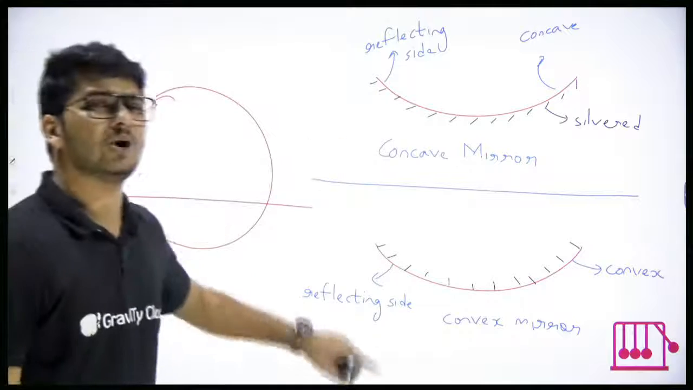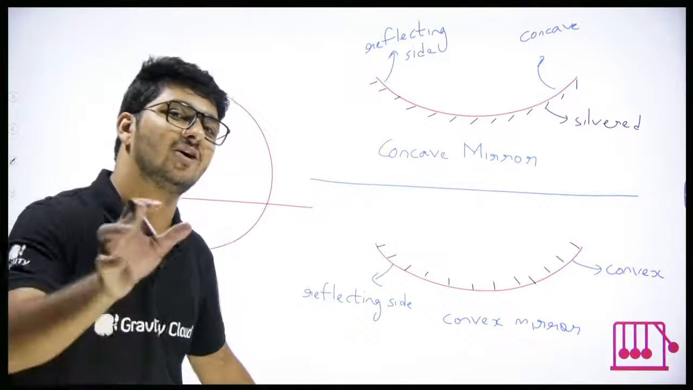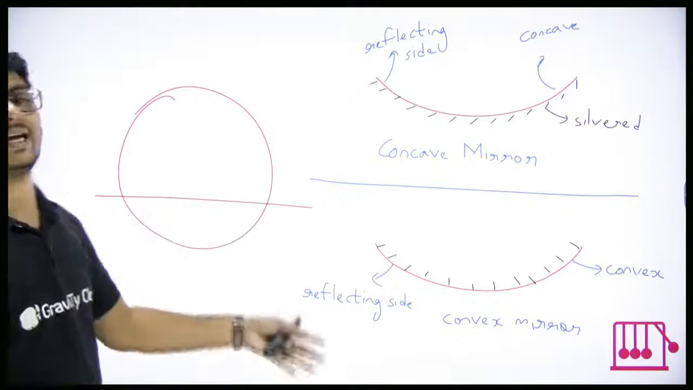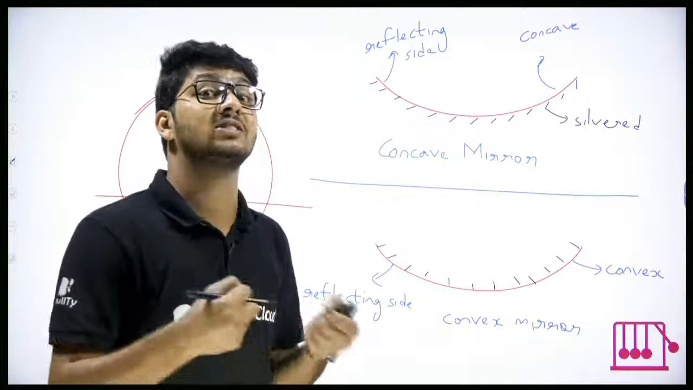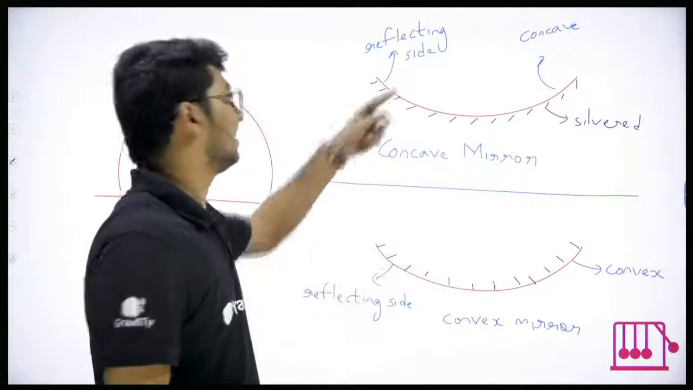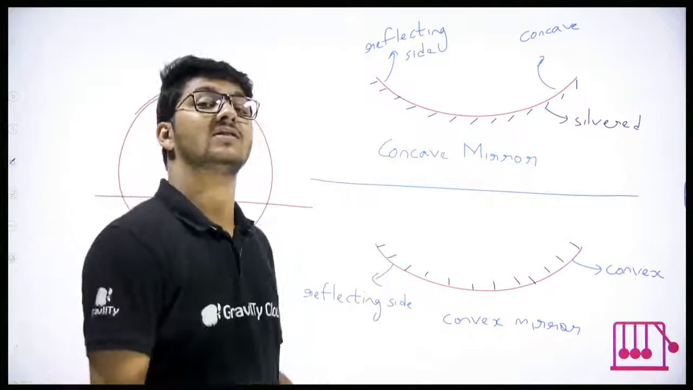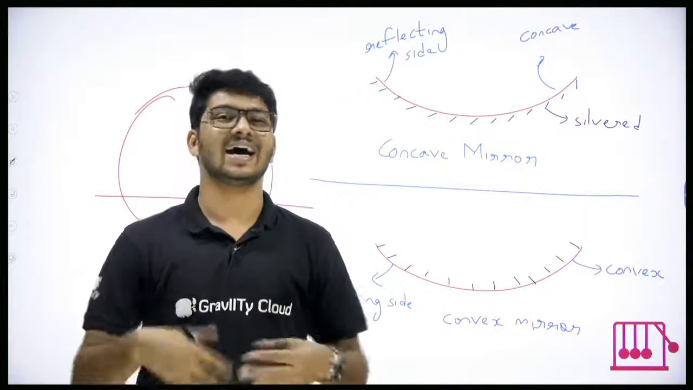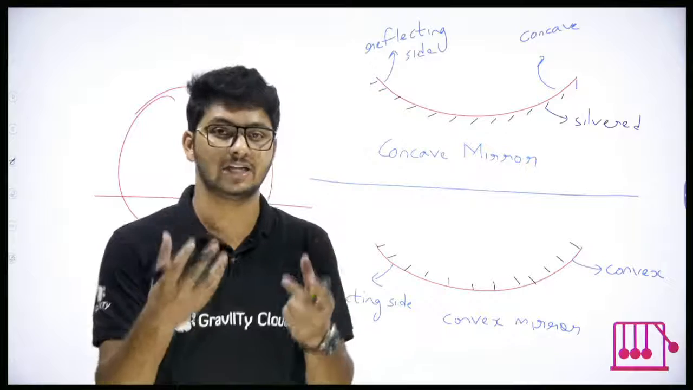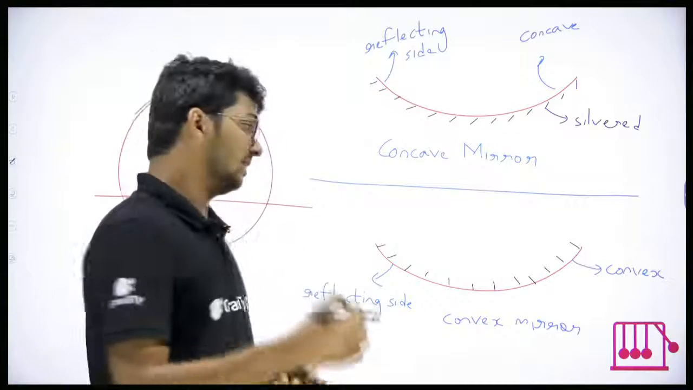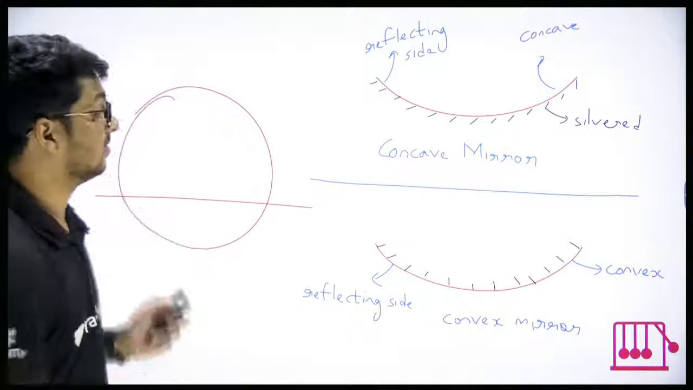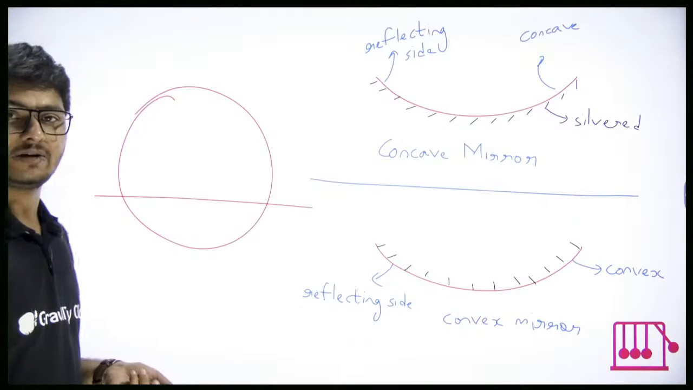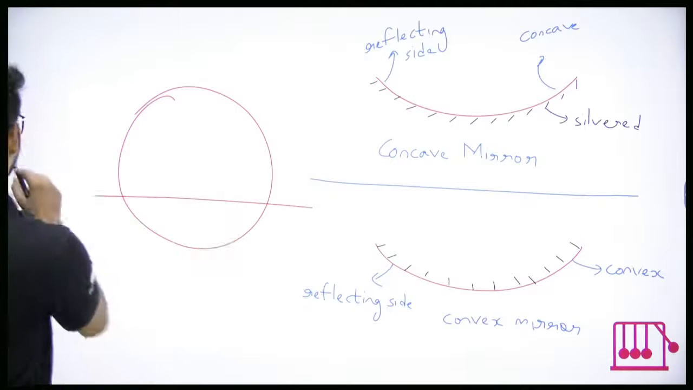And why are these mirrors called spherical mirrors? Because we are taking a sphere, cutting it, and then we get these mirrors. That means we are getting them from a sphere, or you can say these are part of a sphere. They are in the shape of a ball, a round ball. That is the reason why we call them spherical mirrors. Got it? Please take this down.